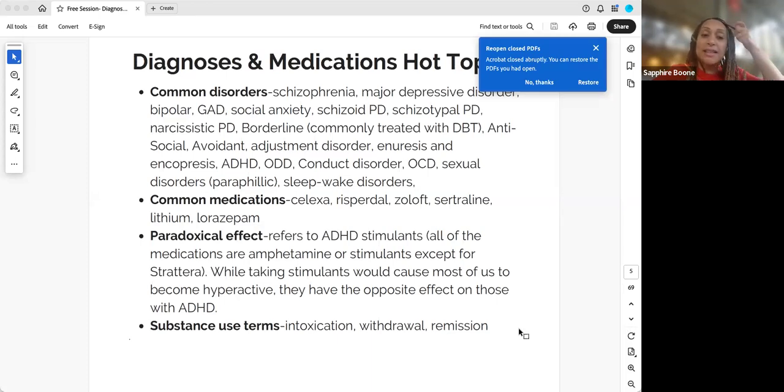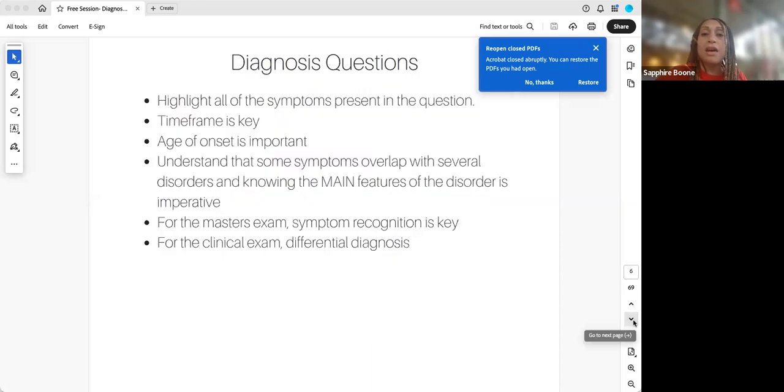And don't forget your substance use terms and your substance use disorders. Don't forget those, okay? Sometimes it's easier to forget those, so I wanted to remind you to also understand some substance use terms. And if we don't get to all 22 questions tonight, then that'll be part of your homework.